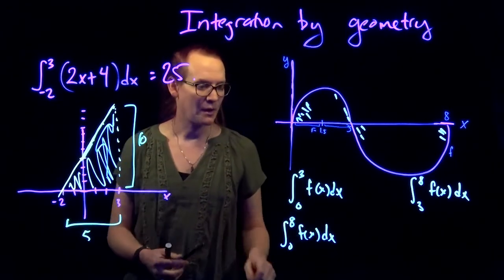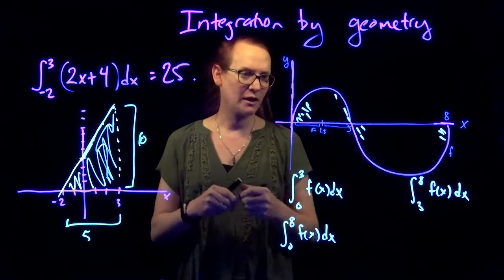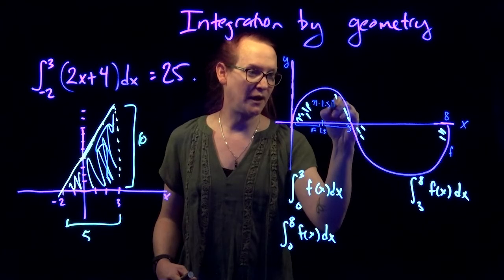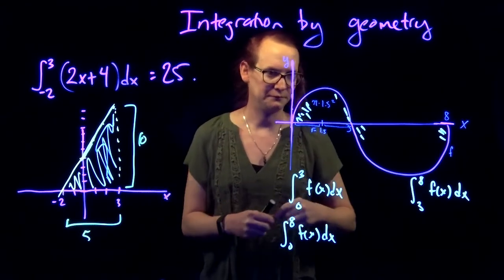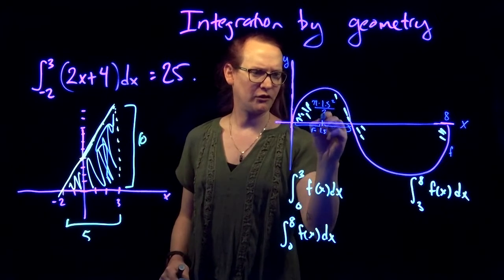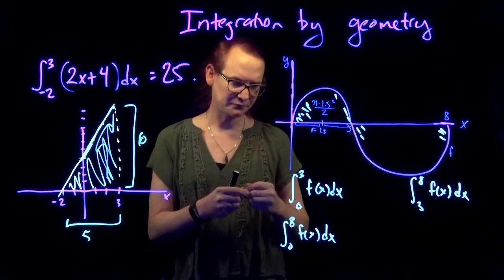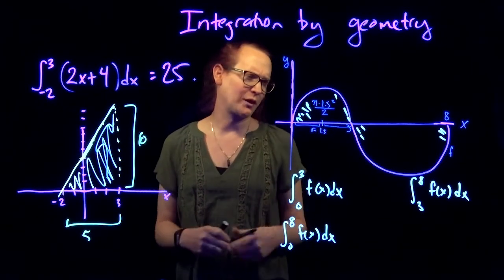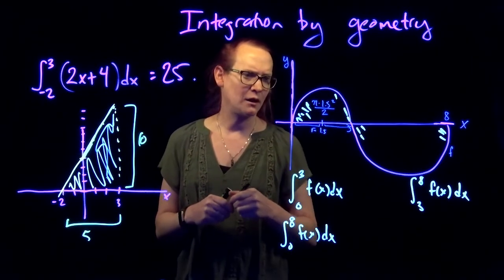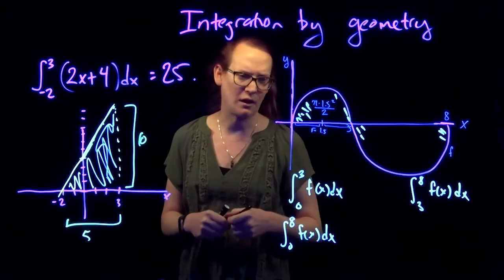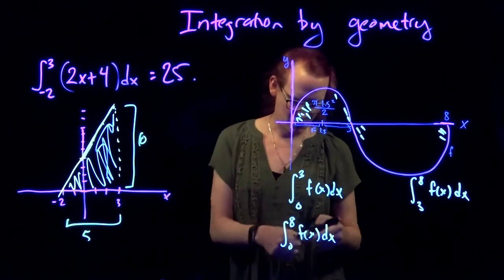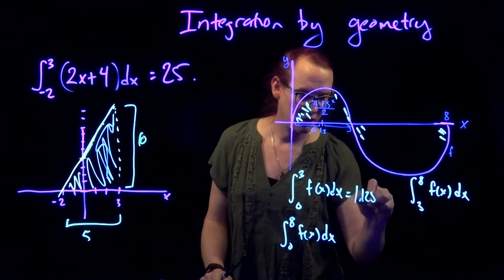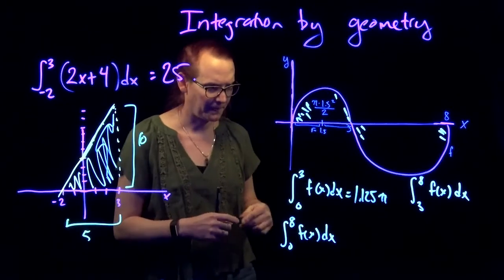It's 1.5, which means that the area here is going to be pi times 1.5 squared over 2 because it's a semicircle. And so that works out to be 1.5 squared is 2.25. And that means I have 2.25 over 2 is 1.125 times pi.